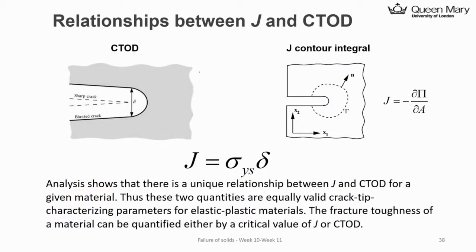And the relationship between the CTOD, the crack tip opening displacement delta, is related to J, along with the yield strength, as I mentioned before, okay? So you will probably ask, how can I use J in our experiments? How will we measure that value if you give me a piece of material?